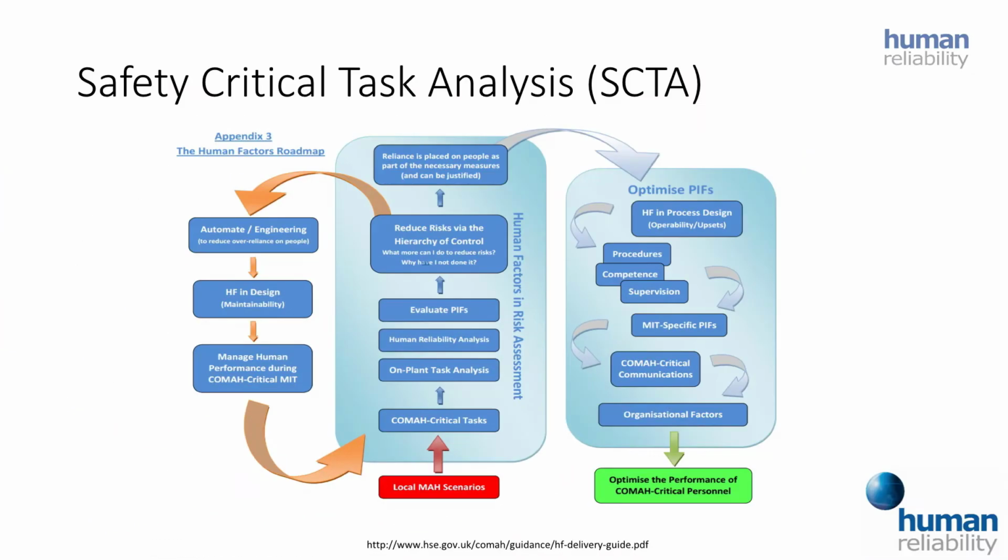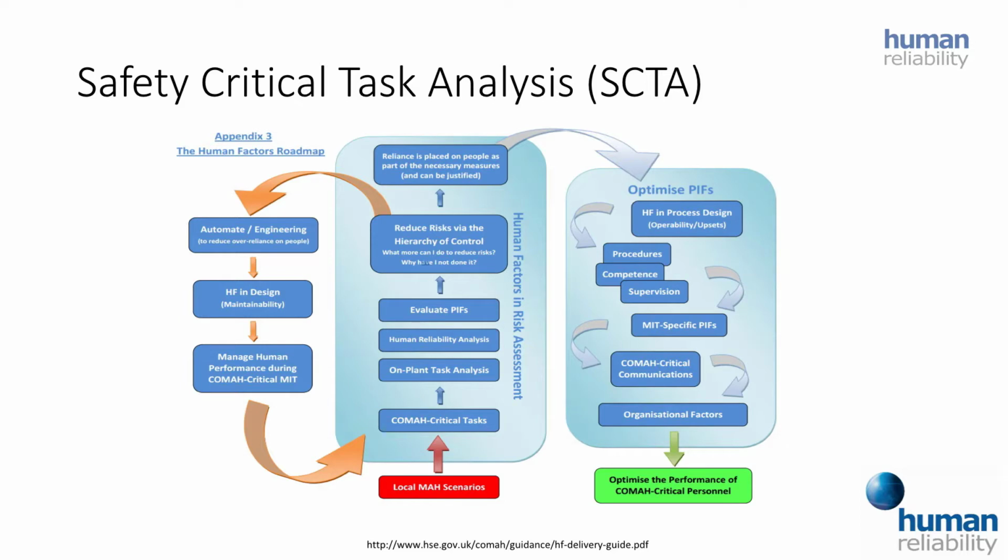It's very closely aligned with HSE's Human Factors Roadmap, which can be found in Appendix 3 of the Human Factors Delivery Guide for COMAH sites. If we see on the diagram here, we start in the red box where we recognise local major accident hazard scenarios and then select the different tasks to do with that. We then move on to a systematic task analysis, human reliability analysis and evaluating PIFs, so seeing the different failures that could occur and what conditions could contribute to the likelihood of those human failure events.